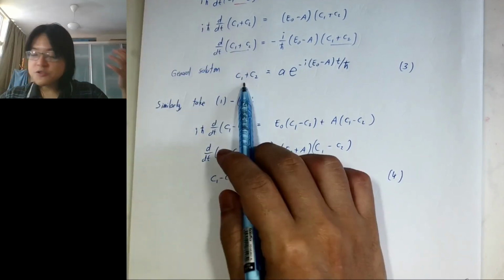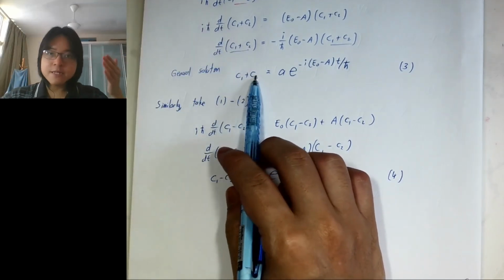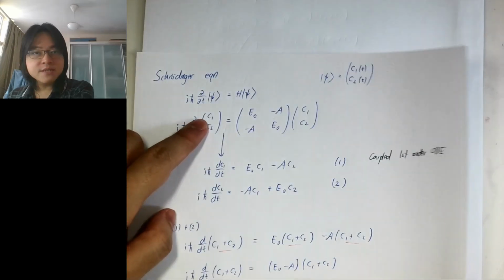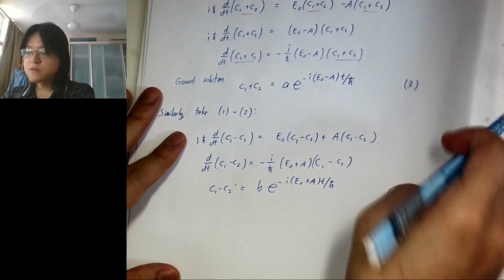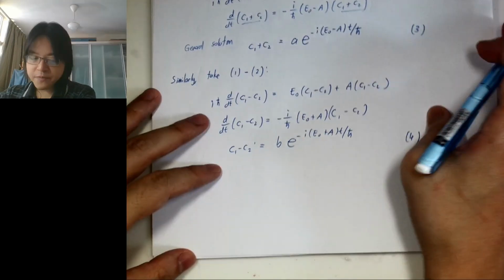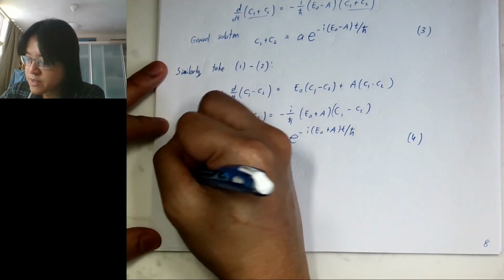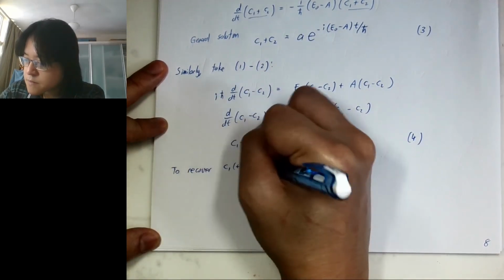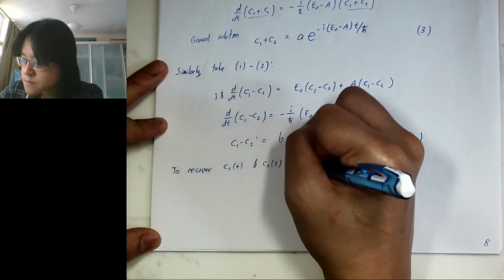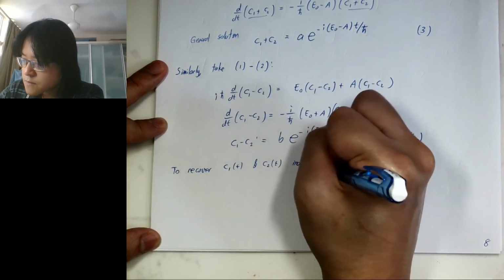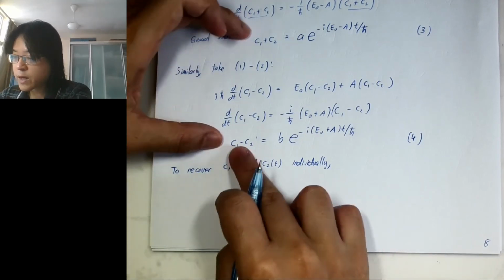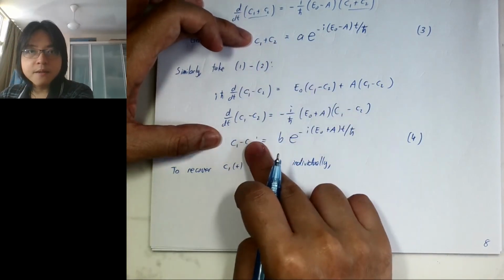So I got my solution in terms of the sum of C1, C2 and the difference of C1, C2. But I want to find the individual C1 and individual C2. So I need to take the sum and difference of these two, right? So to recover C1 and C2 individually, right? So let's begin by, well, I take this plus this.